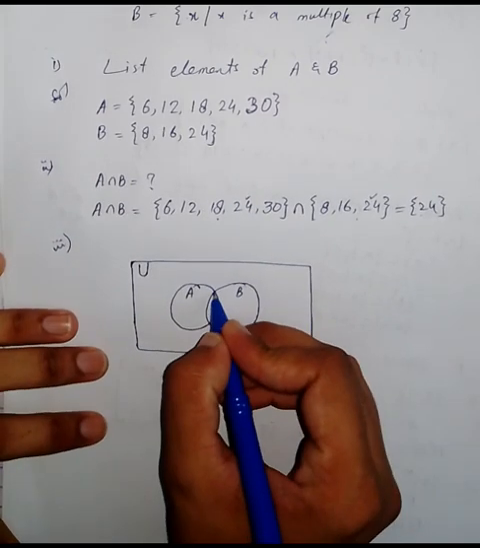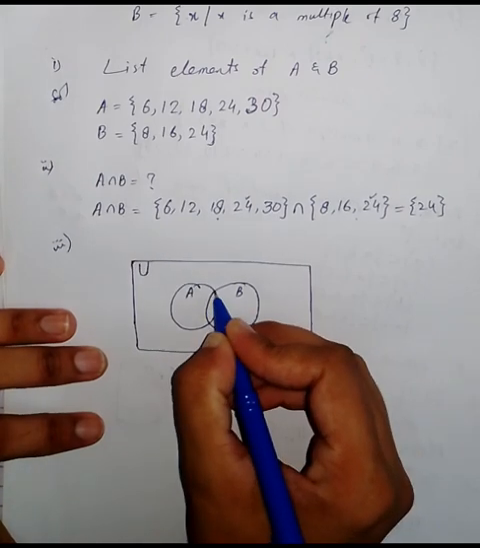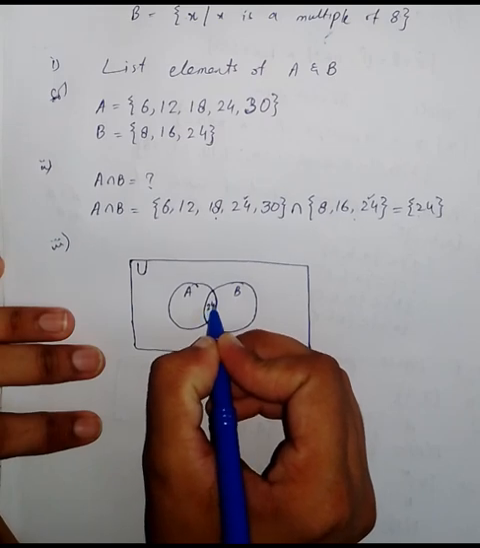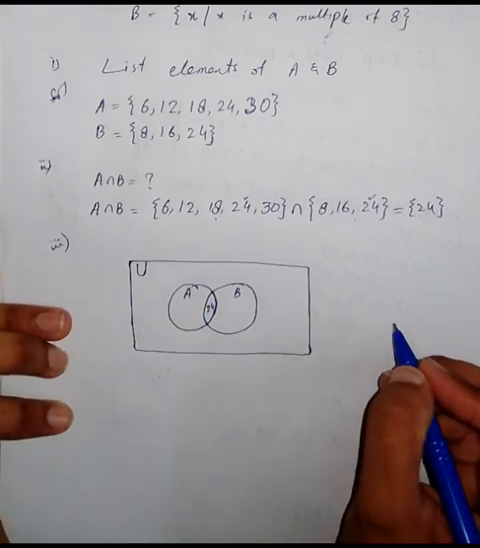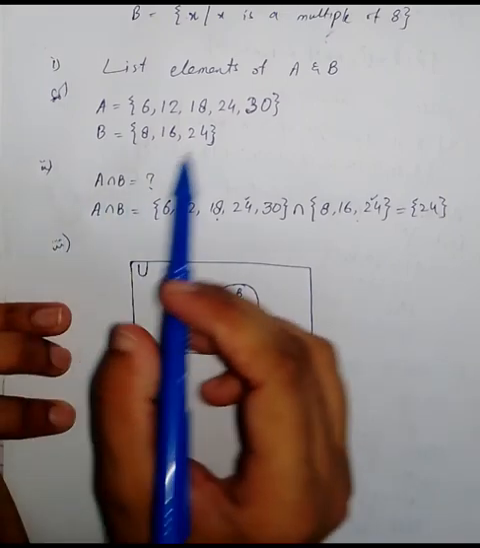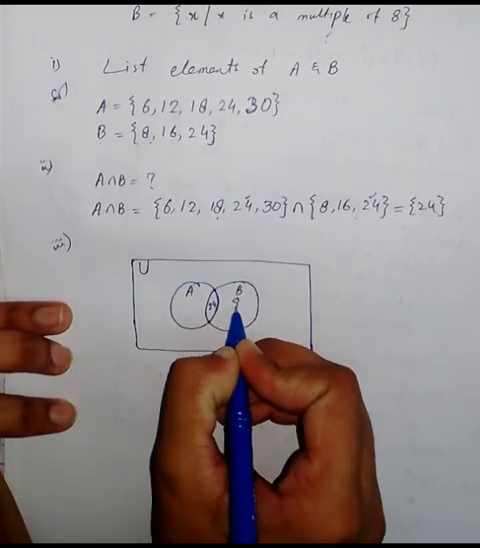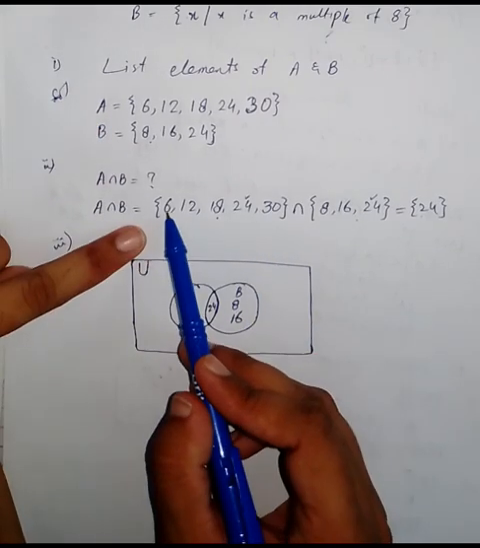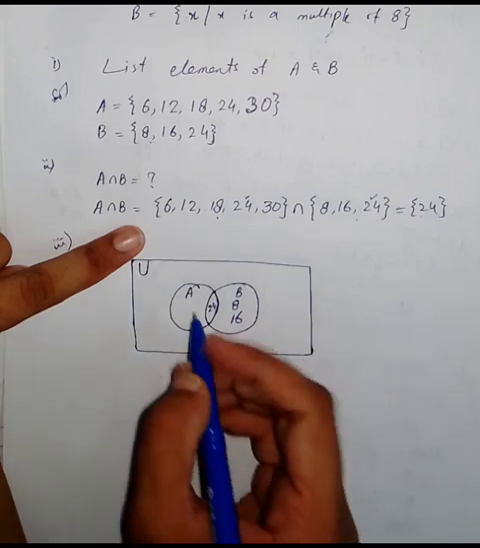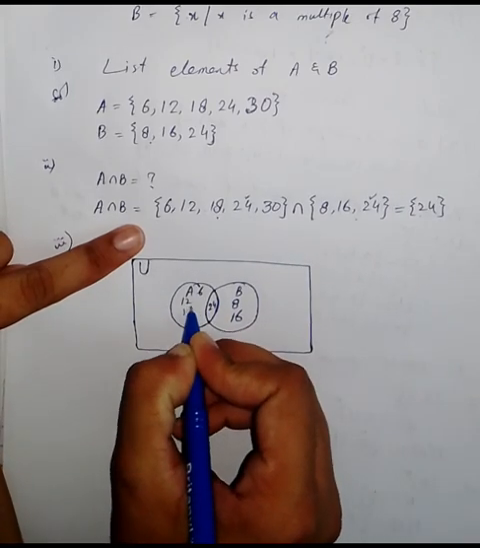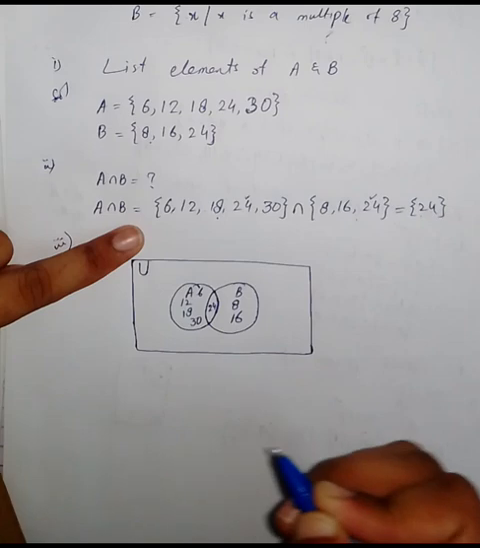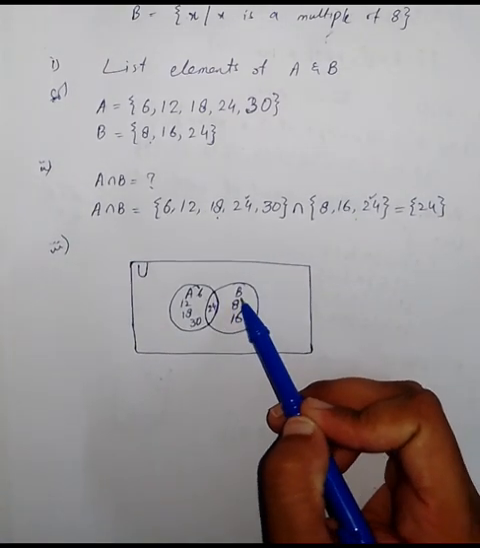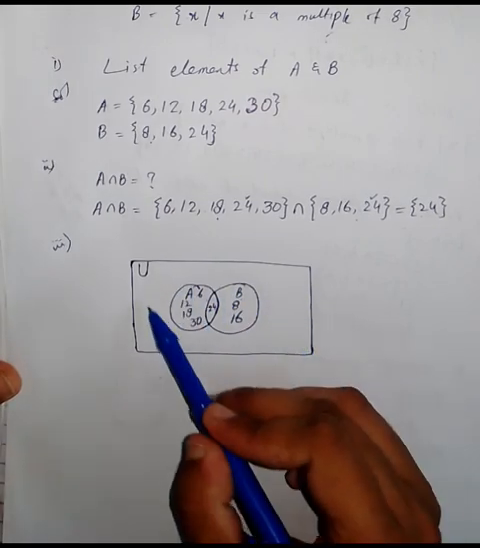Now firstly, this is the common region of both circles. So write here the element that is common in both sets, that is 24. Now the remaining elements of set B, 8 and 16, write in this part of B. And similarly the remaining elements of set A, 6, 12, 18, 30, right here.